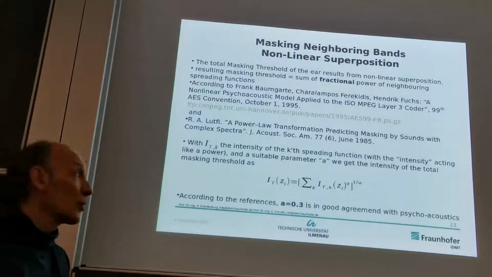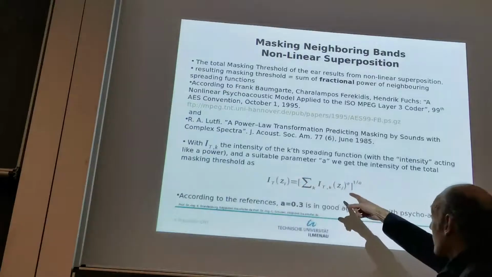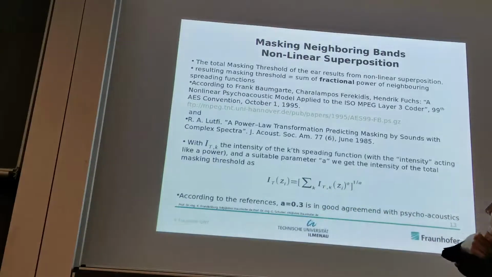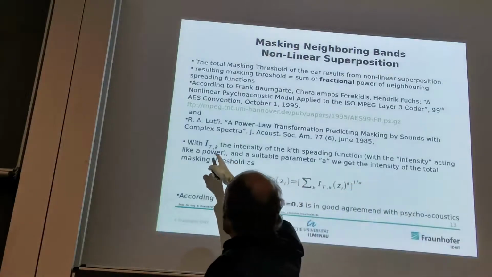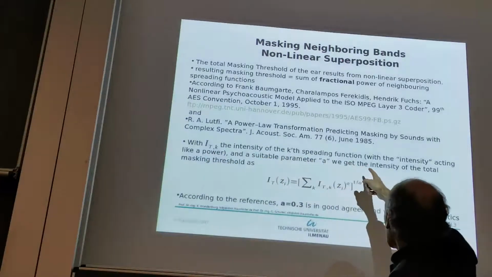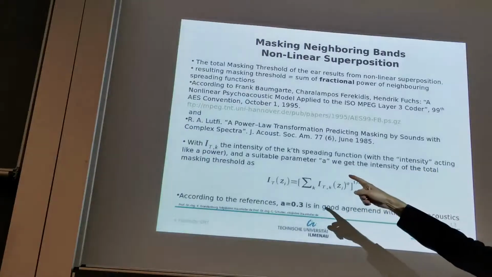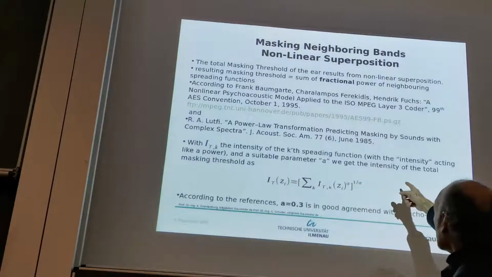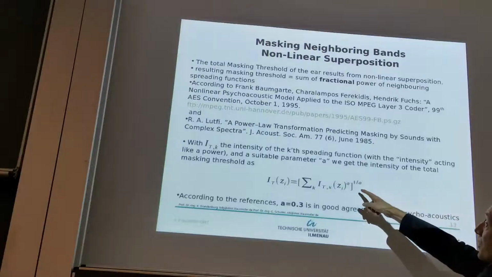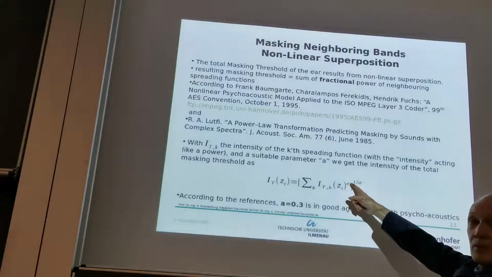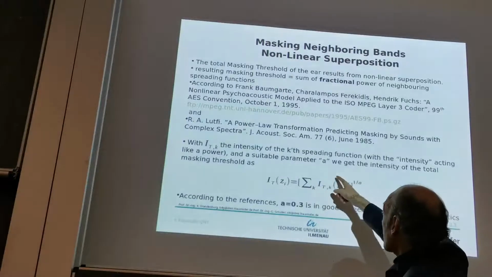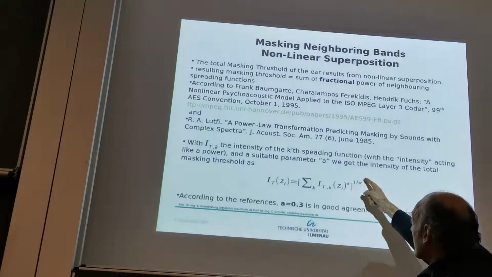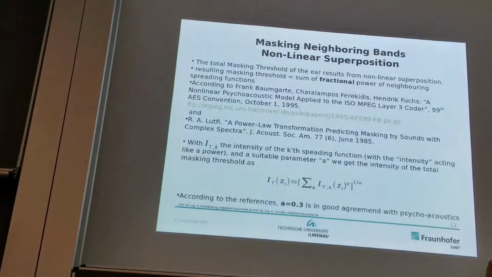And they propose a superposition like this. So here you can see a sum. I is the different spreading functions. So here I is the intensity of the k-th spreading function, where the intensity here is acting like a power. And then we have a suitable parameter A, for which we can do this superposition. So we have this exponent A. We sum all those spreading functions with this exponent, and then finally we take the A-th root. So we exponentiate with 1 over A. So this is kind of a nonlinear superposition.